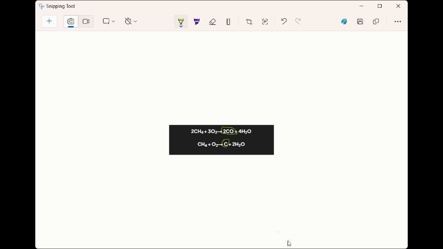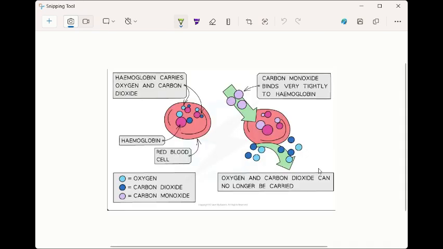And these are both very bad. Carbon monoxide is very toxic and it will kill you if you keep breathing it in. This is because normally your red blood cells should carry oxygen, but instead, carbon monoxide will take its place. So your red blood cells won't be able to carry oxygen anymore because the carbon monoxide is there instead.